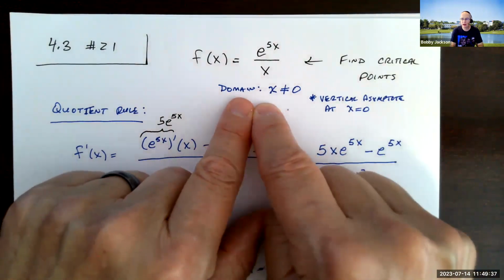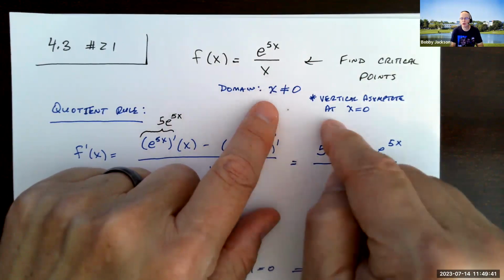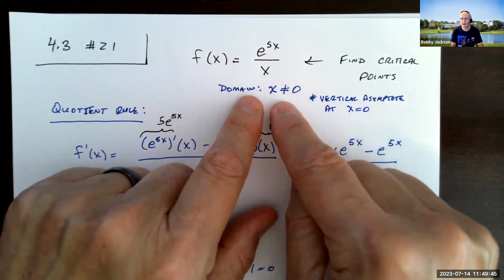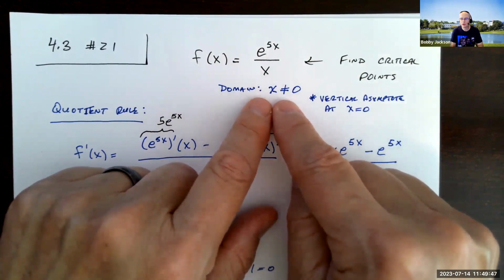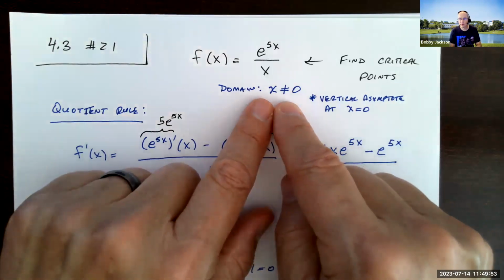Just a quick note, the domain of this function is all real numbers except for 0, right? And at 0, we have a vertical asymptote if you were to have graphed this function. And that's important. When we're doing a sign check, we will probably want to check on either side of that vertical asymptote. Okay, so we need to find the derivative to find critical points.